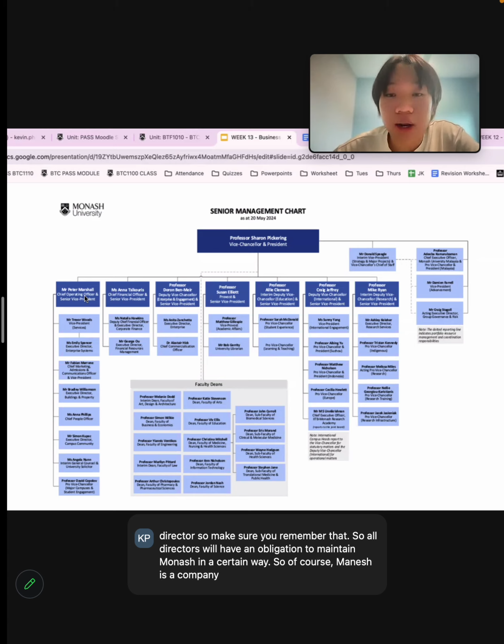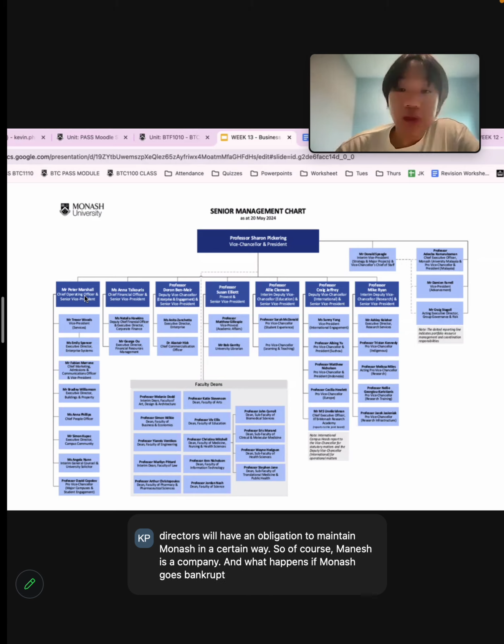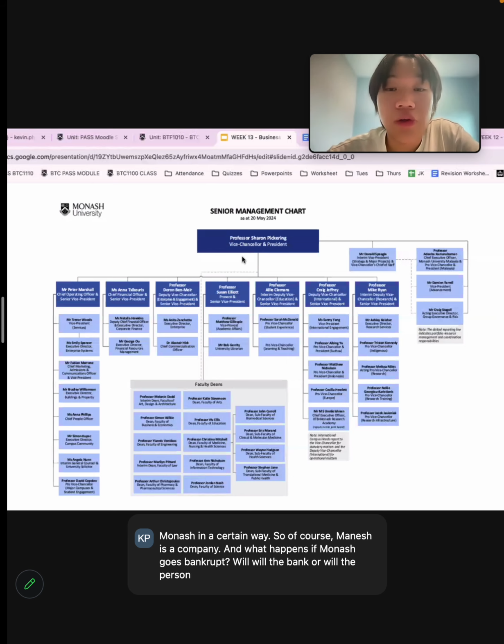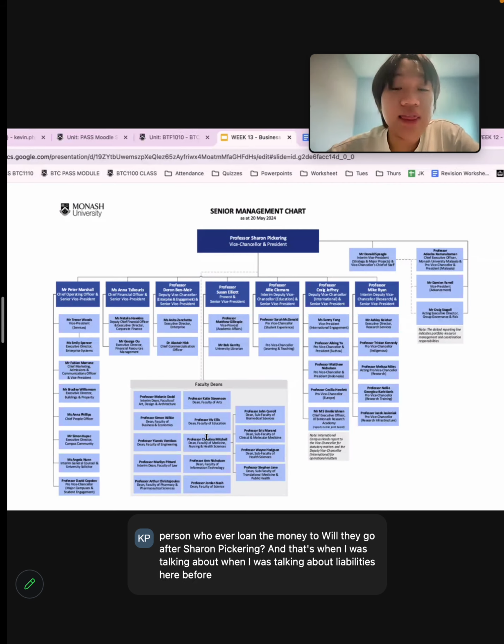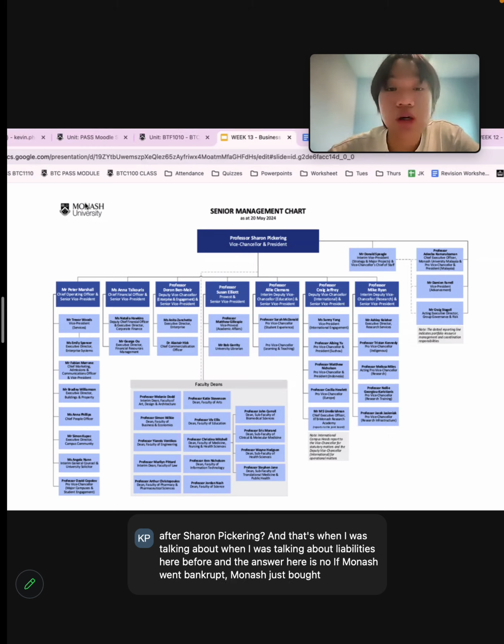And what happens if Monash goes bankrupt? Will the bank, or whoever loaned the money to Monash, go after Sharon Pickering? That's when I was talking about liabilities before. And the answer here is no. If Monash went bankrupt, Monash just falls. Sharon Pickering walks away, finding another job.